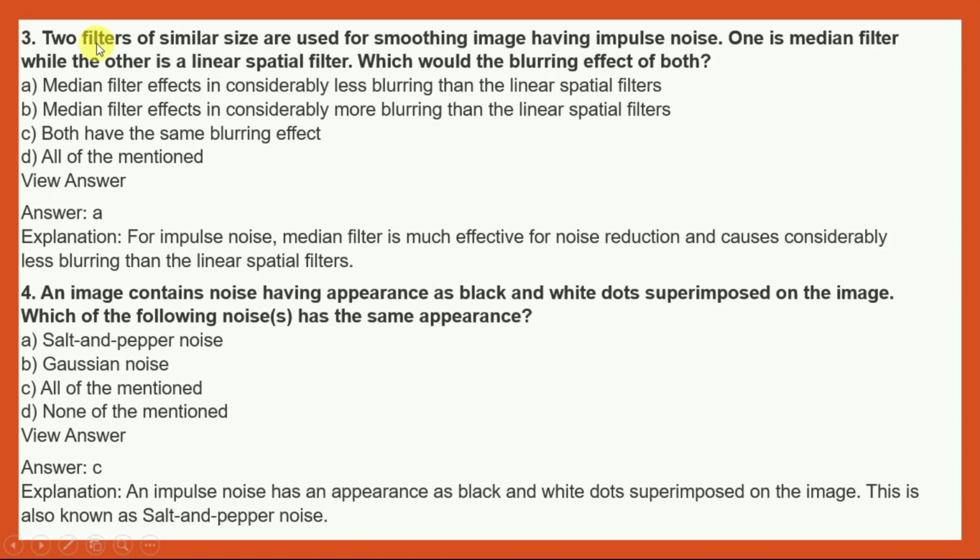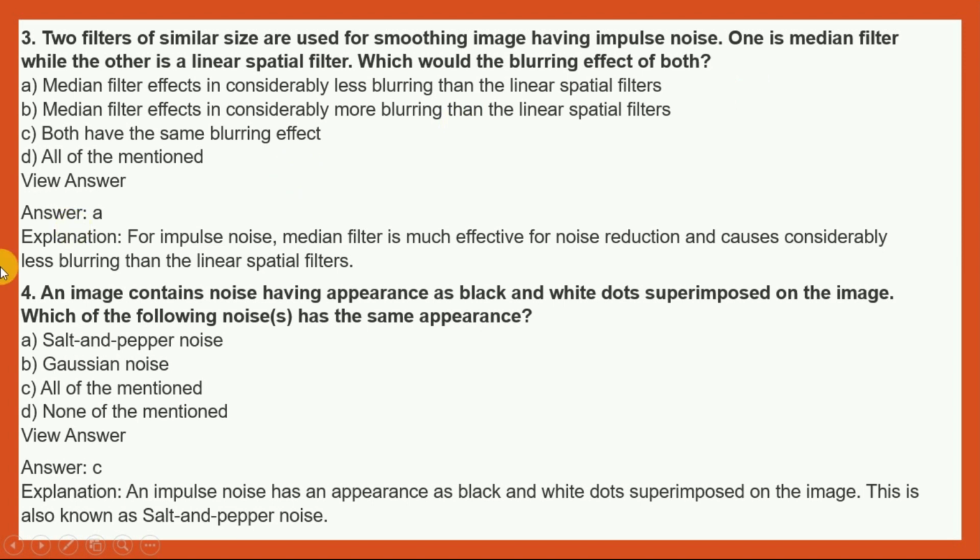Now two filters of similar size are used for smoothing image having impulse noise. One is median filter while the other one is linear spatial filter, which would be blurring the effect of both? So answer is option A, that is median filter results in considerably less blurring than the linear spatial filter.